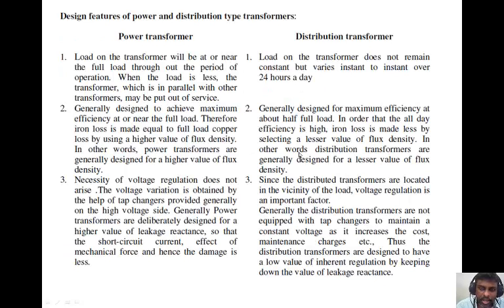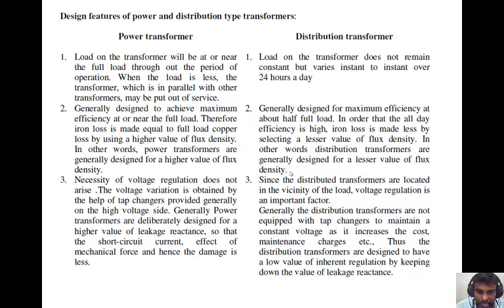So as far as power and distribution transformers are concerned, we have a few differences between these two transformers. In a power transformer, the load is always operated near the full load, whereas in a distribution transformer it varies minute by minute in a day. In a power transformer, generally the machine is designed for maximum efficiency, whereas in a distribution transformer the machine is designed for maximum efficiency at off load.